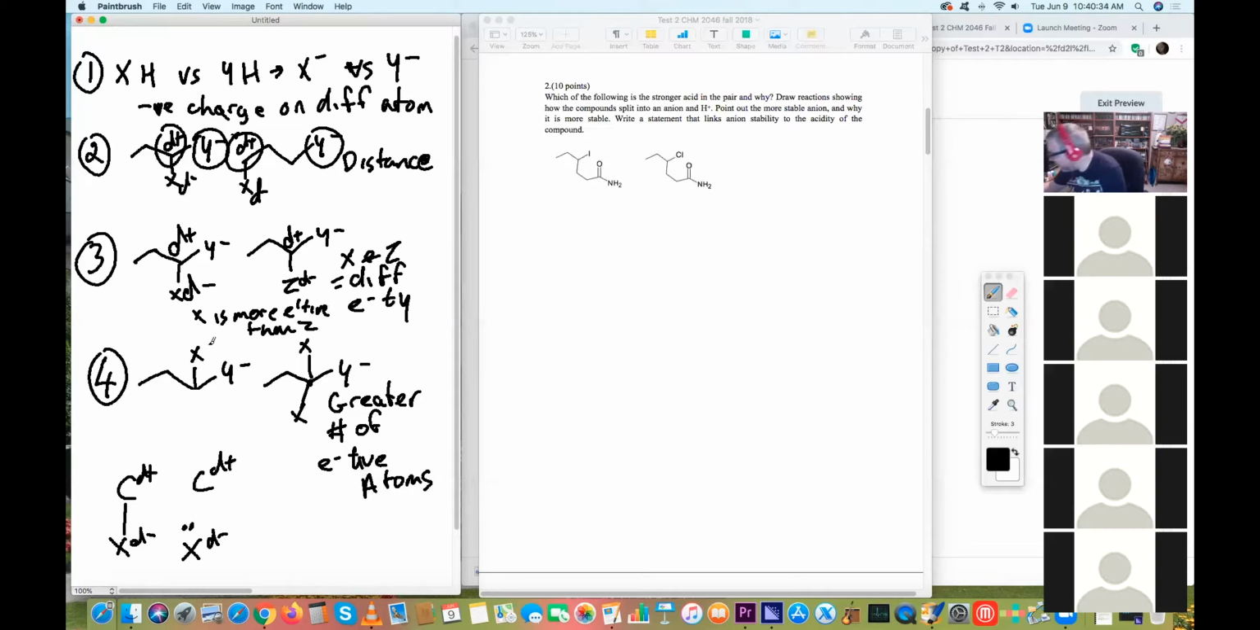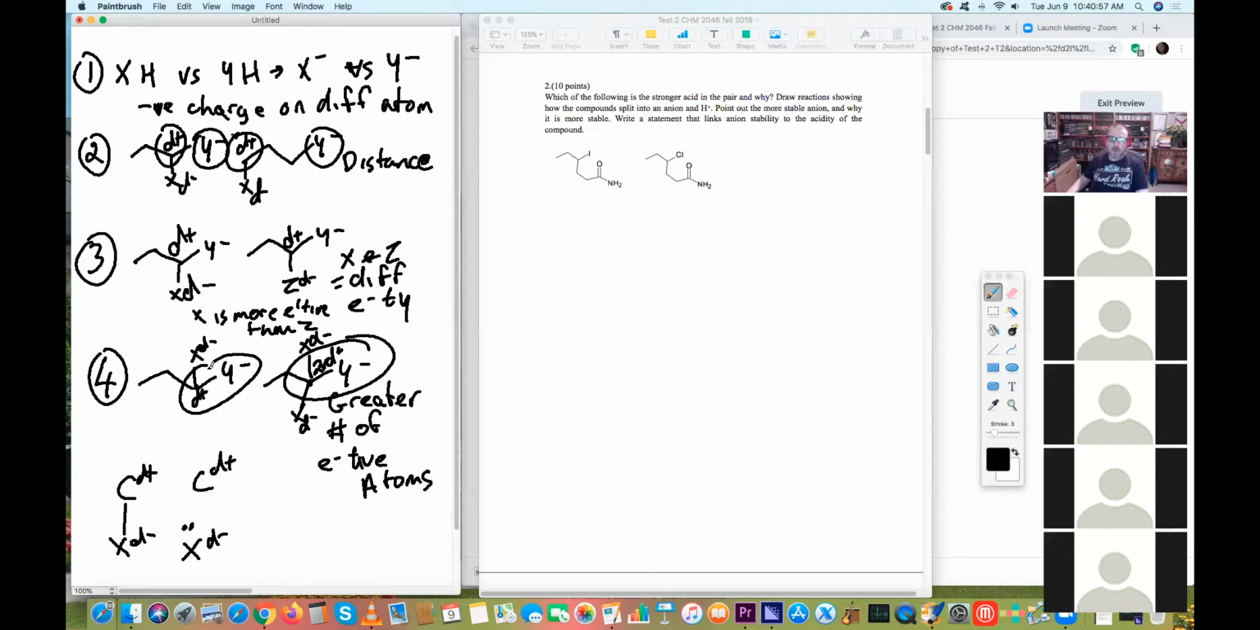And in the case of scenario 4, we'll have a delta minus there, delta plus. And here we've got delta minus. And because there's two of them there, we can say there's 2 by delta plus, and that will stabilize the negative charge more. So in that case, it would be the second one that would be more stabilized.